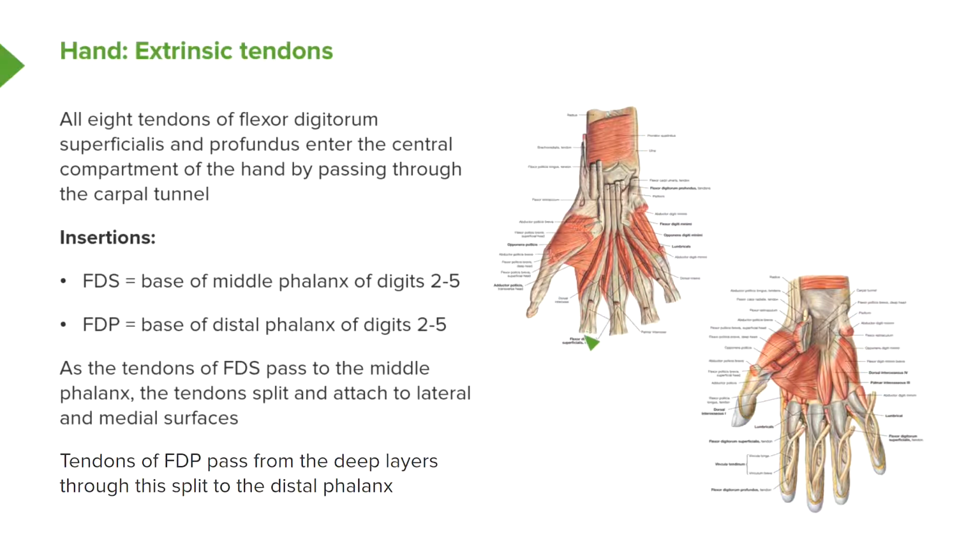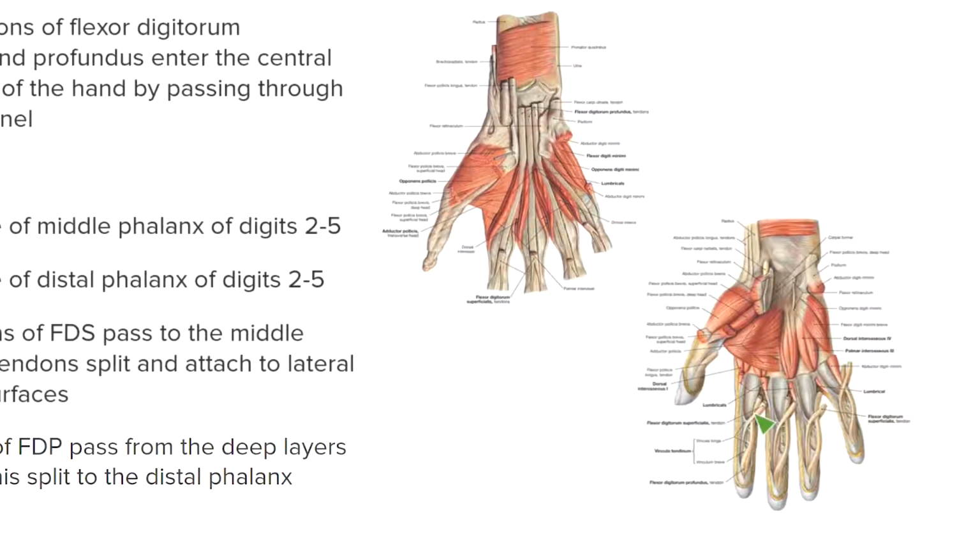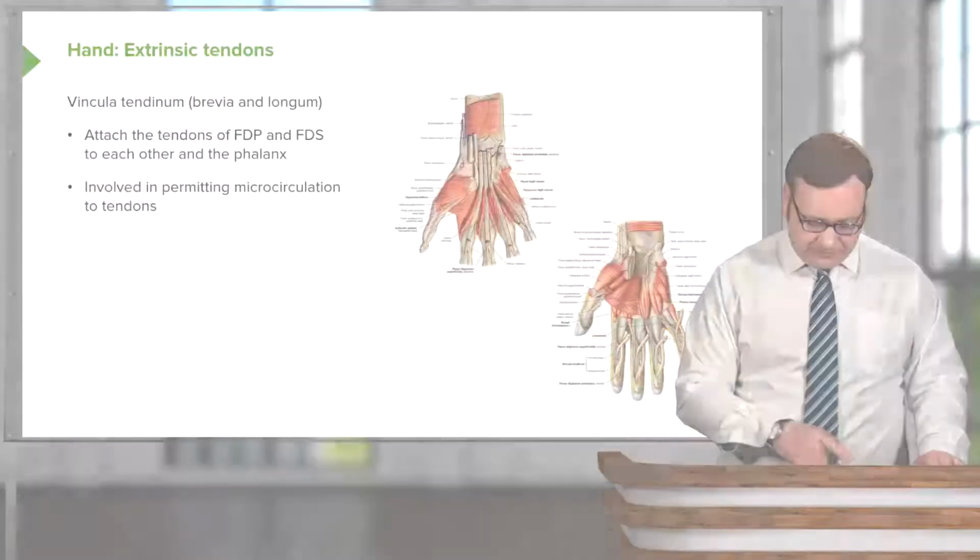And this is a really important arrangement. We can see it again here. Flexor digitorum profundus is passing deep to flexor digitorum superficialis. And then as the tendon here is splitting, FDP passes deep to it. And this enables the tendon of FDP to pass to the distal phalanx.